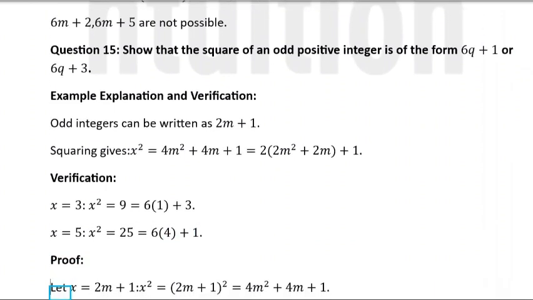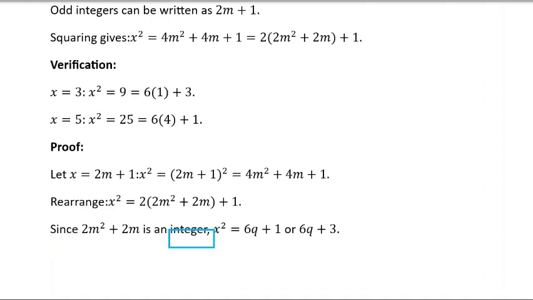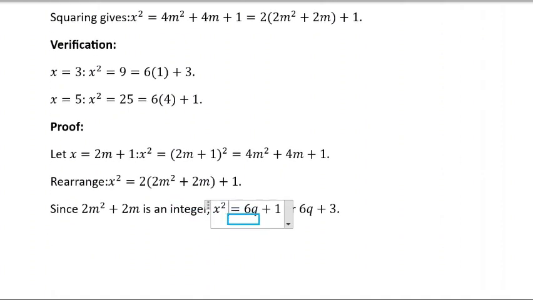Proof. Let x equal 2m plus 1. X squared equals (2m plus 1) squared equals 4m squared plus 4m plus 1. Rearrange. X squared equals 2(2m squared plus 2m) plus 1. Since 2m squared plus 2m is an integer, x squared equals 6q plus 1 or 6q plus 3.